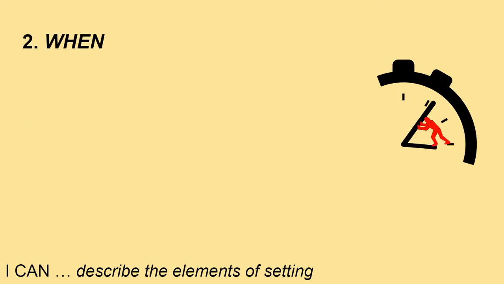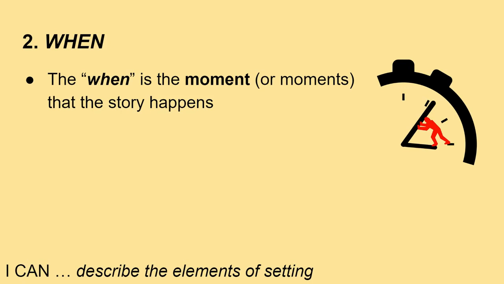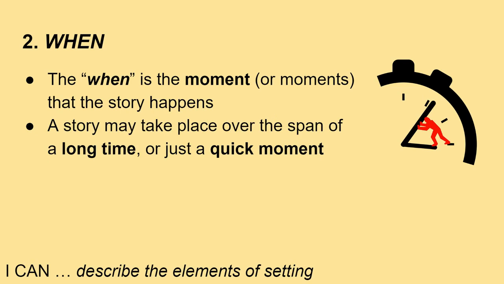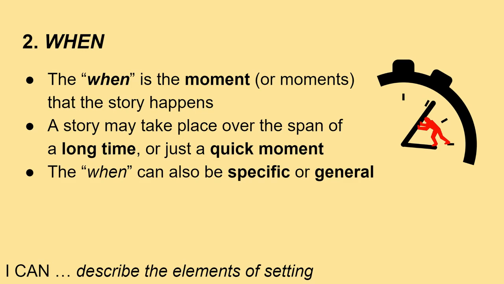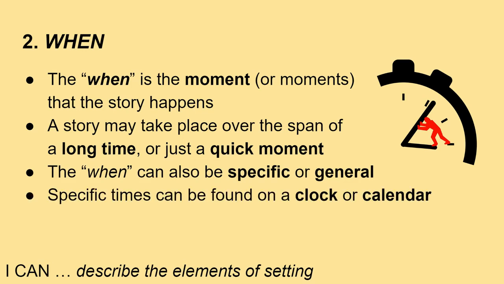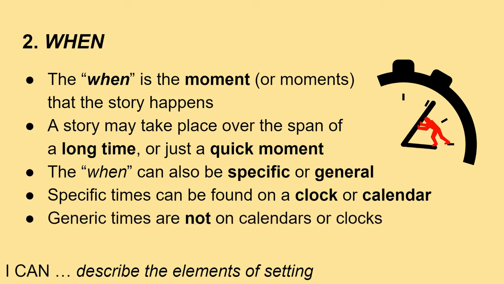Now let's look at the when part. The when is the moment or moments that the story happens. A story may take place over the span of a long time or just a quick moment. Time is something that can be manipulated in storytelling. We can even go forward in time or backwards in time if we need to. The when can also be specific or general. Specific times can be found on a clock or a calendar. Generic times would not be able to be found on calendars or clocks.